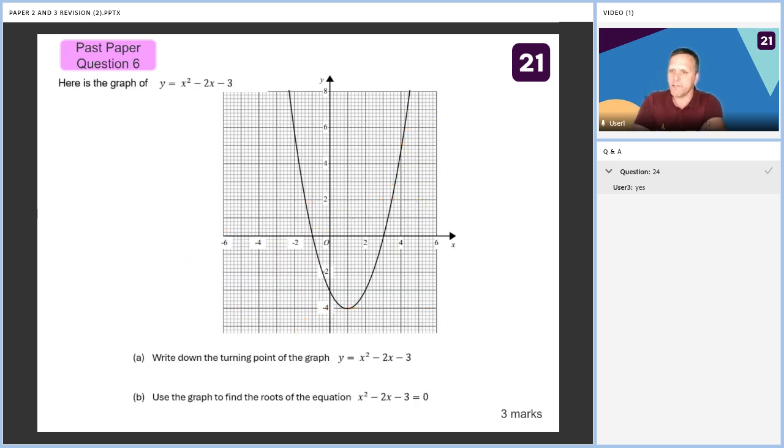We have our graph. So here is a graph of y equals x squared minus 2x minus 3. We need to write down the turning point of the graph. So turning point, well, quite self-explanatory in the word. It's where the graph turns. If we think about our graph coming down and it going up, that's where it turns. Okay, so we want to look for the point where it turns, which is this point down here.